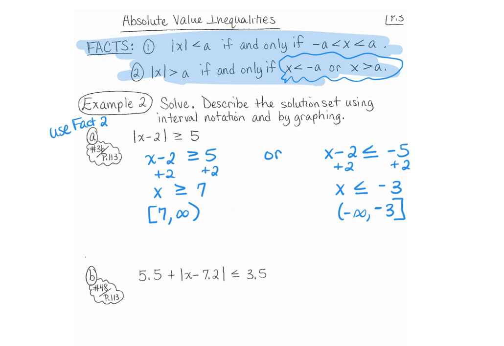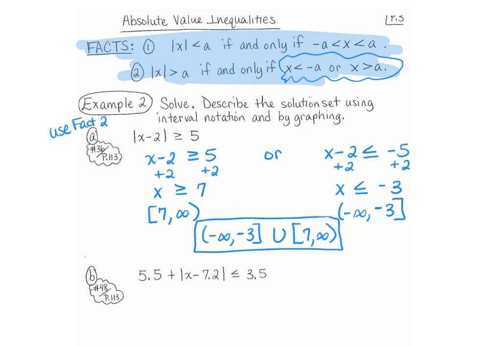Now both of these are part of our solution. The way we write this, we set these intervals up like we're reading them on a number line. So we would write the answer as parentheses, negative infinity to negative 3, bracket, union, bracket, 7 to infinity, parentheses. That is our answer in interval notation.